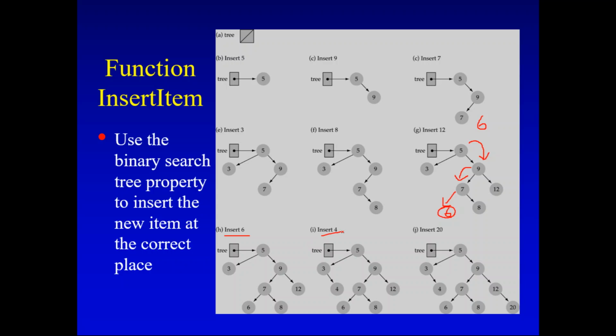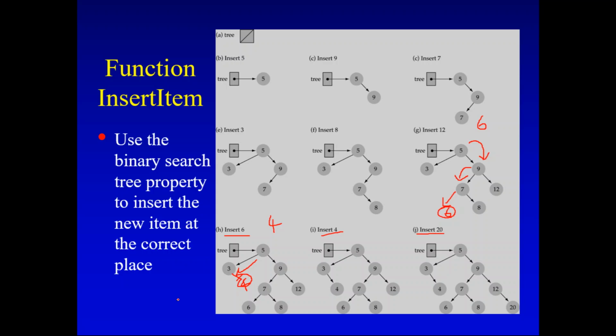Now we want to add 4 to this tree. Check: is 4 less than 5 or greater than 5? It is less than 5. So move to the left. The left node is 3. Again compare 3 and 4. Is 4 less than 3 or greater than 3? It's greater than 3. Is there anything to the right of 3? Nothing. So just add 4 to the right of 3. So 4 comes here. This is the resultant tree, right?